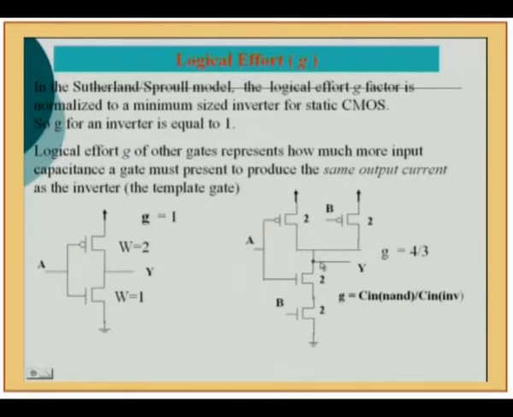If A is on or B is on, A0 or B0, one of the transistors will be on anyway. So I am not interested in now to find the size of P channel additionally, because I have anyway parallel path for that. So I don't change the size of a P channel, I keep them 2. However, I do increase the size of N channels, which is essentially 2 and 2. So for each input now, this is 2 plus 2, or for B 2 plus 2. So the effort is 4 by 3. So for a NAND gate, the logical effort is 4 by 3.